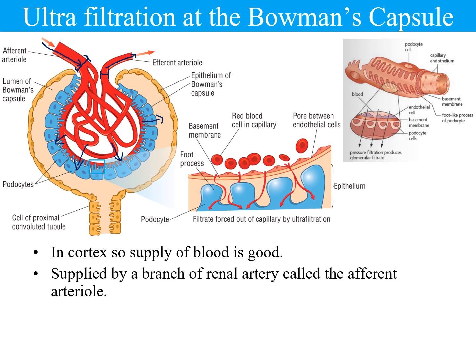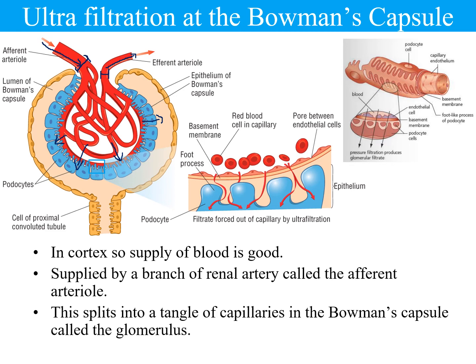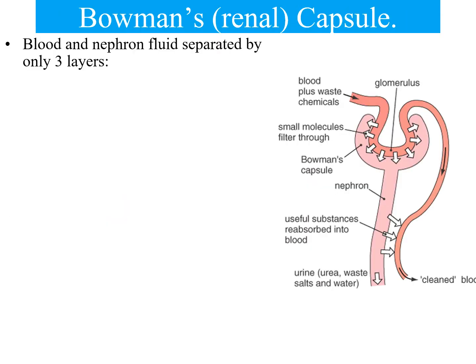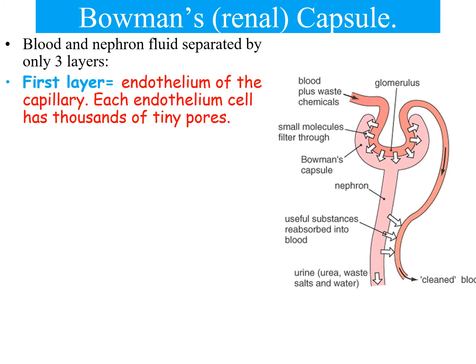We just need to know the blood supply is very good. It's supplied by a branch of the renal artery called the afferent arteriole. That splits into a load of capillaries, and that is called the glomerulus. The kidney part is the Bowman's capsule. The capillaries rejoin to form the thinner, narrower-lumened efferent arteriole. Now, when you get to the Bowman's capsule, you've got three actual layers, and you saw that on the diagram we just saw a minute ago. The first layer is the endothelium of the blood capillary.